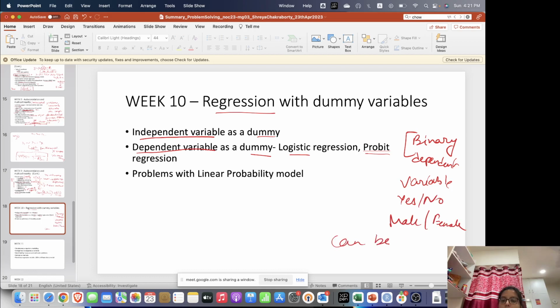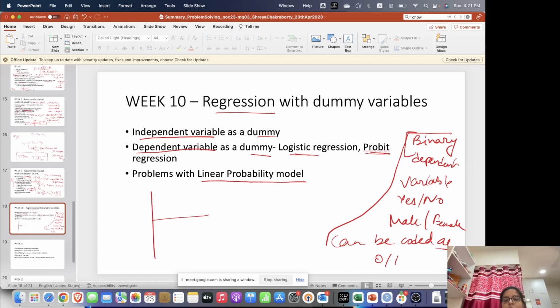can be coded as 0, 1. In such cases, we can have the logistic or the probit regression. And we also saw what would be the associated problems with linear probability model. So our y values would be here, but the regression line would go well beyond, and then truncation would again create some problems. Okay, I hope you remember these.